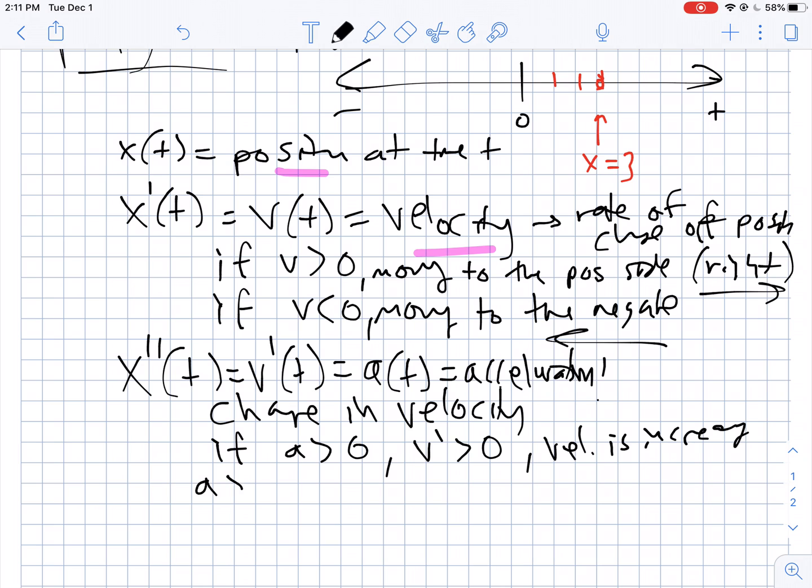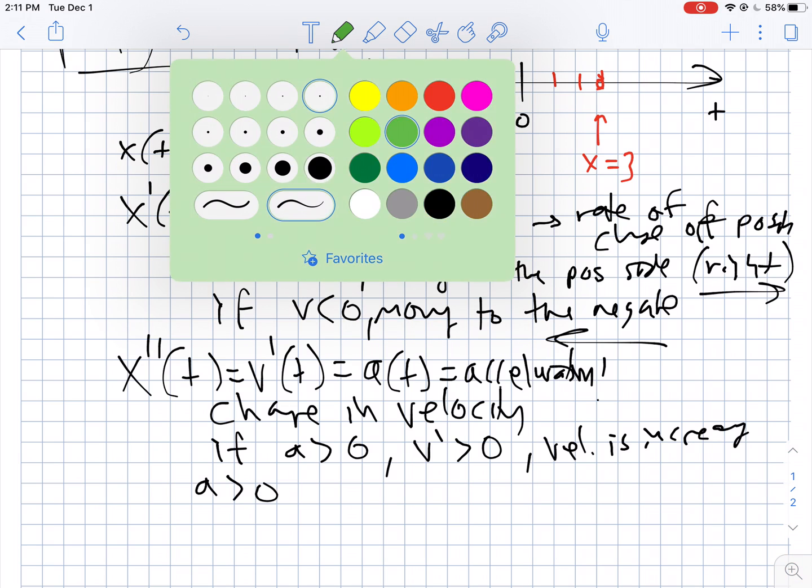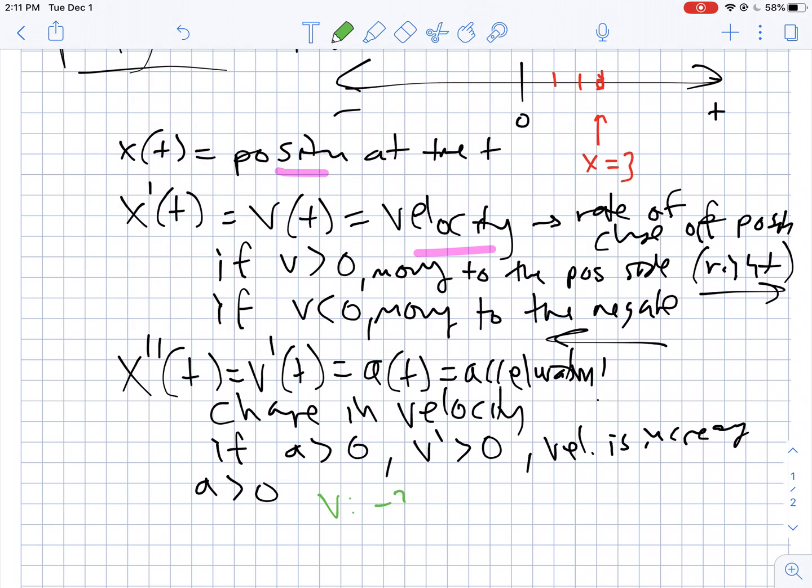So if your acceleration is positive, your velocity might be going from -3 to -2 to -1 and so on, or your velocity might be going 5 and then 6 and then 8 and so on. Either way, it is getting bigger. It's getting more positive. So that's what's going on here.